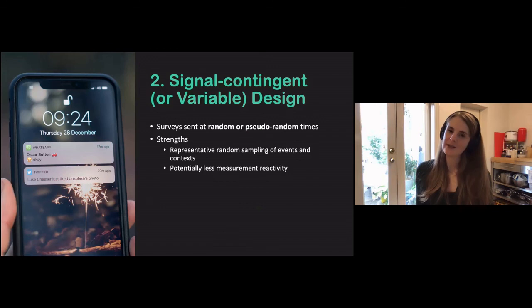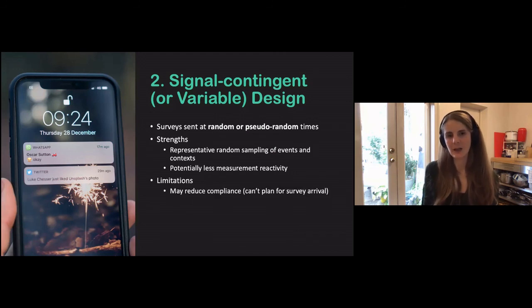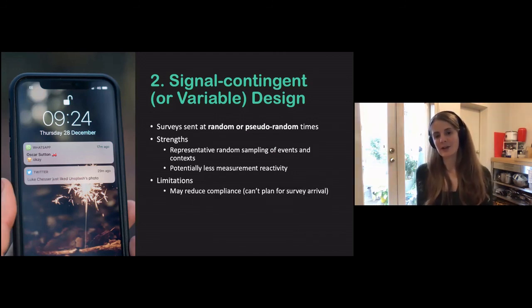This also has potentially less measurement reactivity. The participants can't mentally plan for when the surveys are coming, and so they're potentially going to be less reactive to them. I think this is a debatable point, but it is something that people sometimes raise. The limitations are that it might reduce compliance. People have no idea when the survey is coming, so they're just going to keep living their lives, and they might start driving their car, and then your survey turns up and there's not much they can do about it.